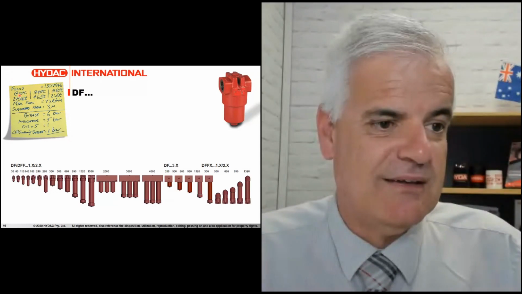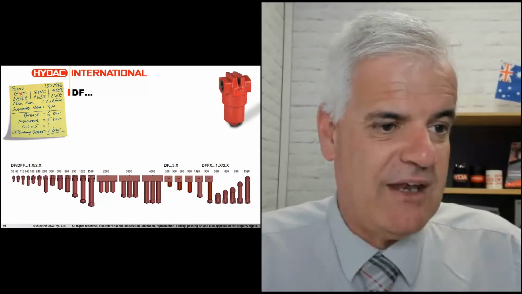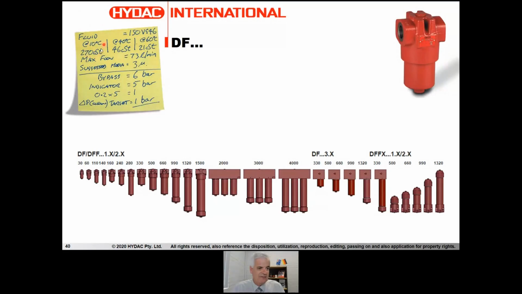So we know the fluid. This will be an ISO VG 46. And we know then at 10 degrees it will be 270 centistokes, at 40 degrees, 46 centistokes, and at 60 degrees, 21 centistokes, because we know the fluid data from the manufacturer. We know our flow rate will be 73 litres a minute.